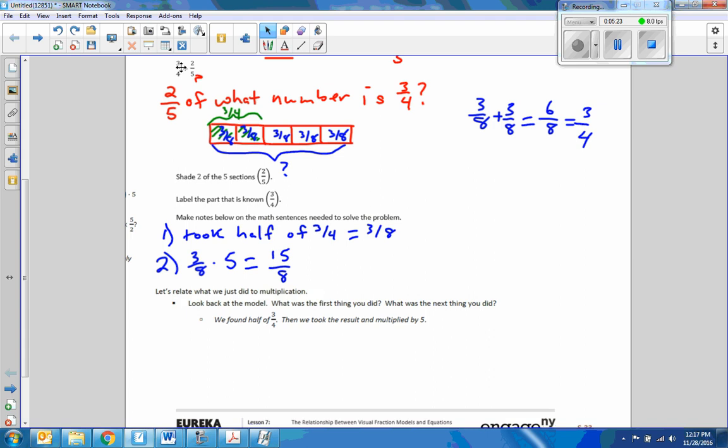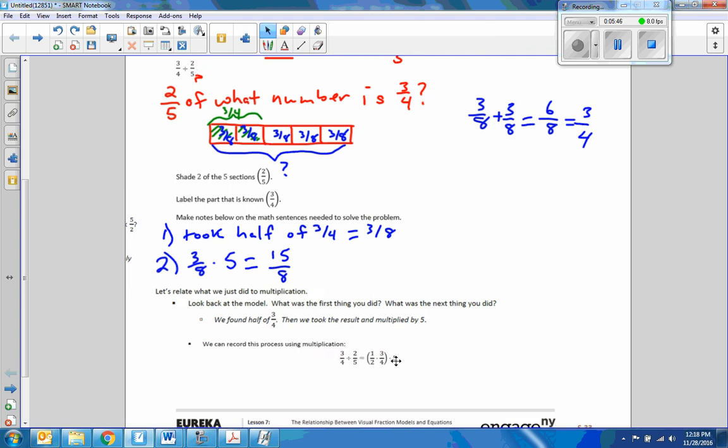So what we're really doing is dividing by 2 and then multiplying by the denominator 5. So we found half of 3/4. That's the same as dividing by 2. Then we took the result and multiplied it by 5. So we divided by the numerator here. Okay, we divided by 2, and then we multiplied by 5.